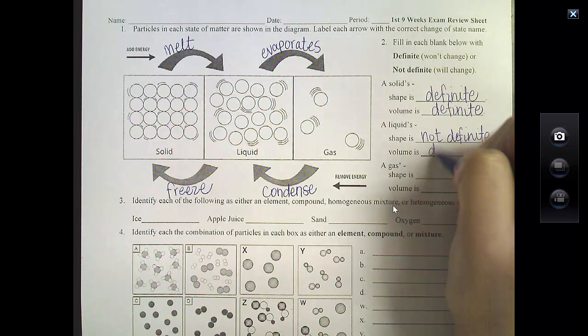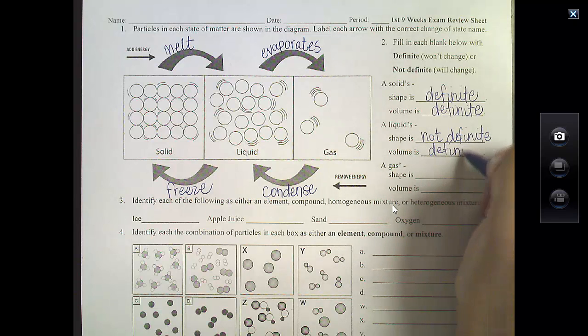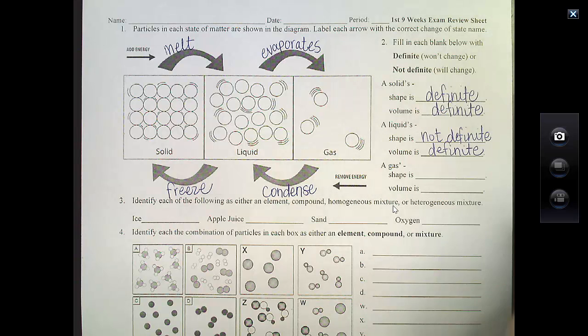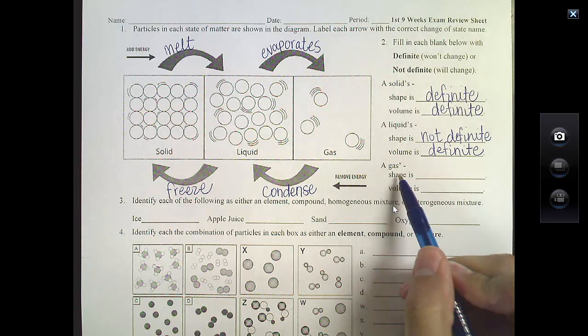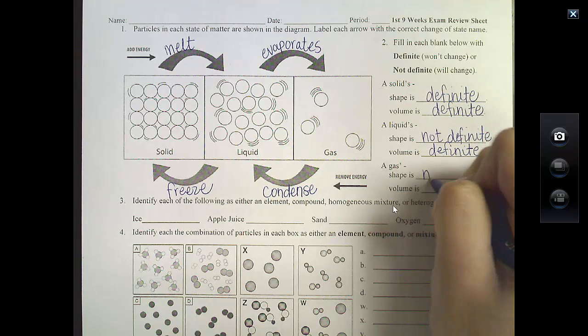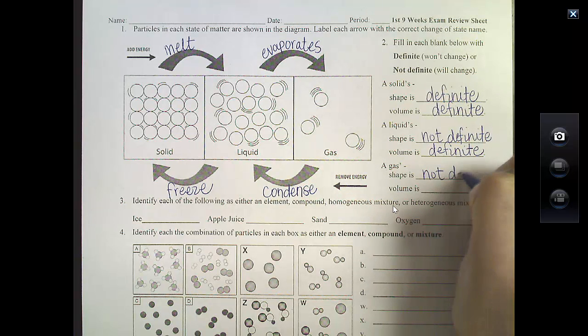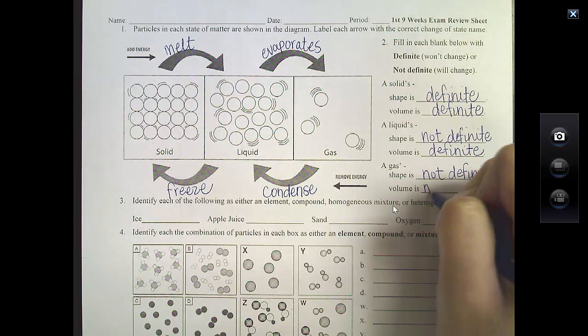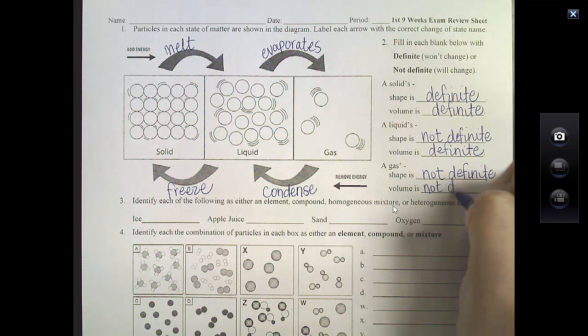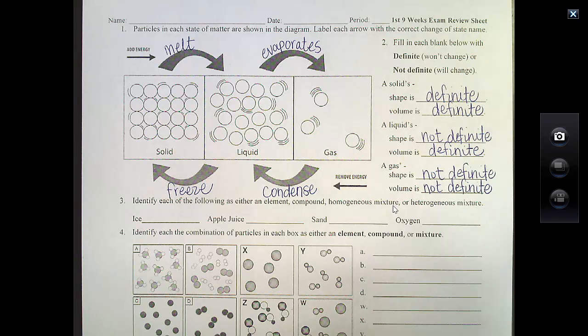But its volume is definite. A gas's shape and volume are both not definite. A gas can move freely into any shape and amount of space it has.